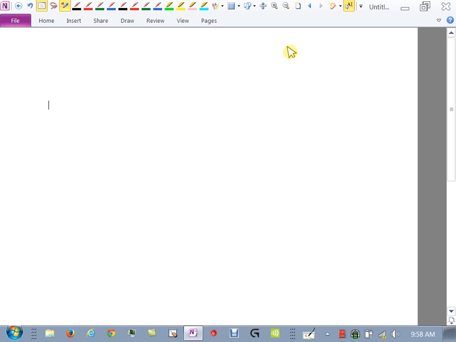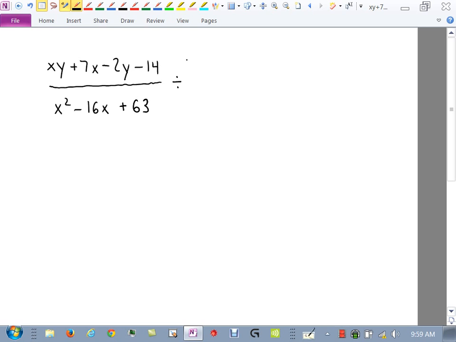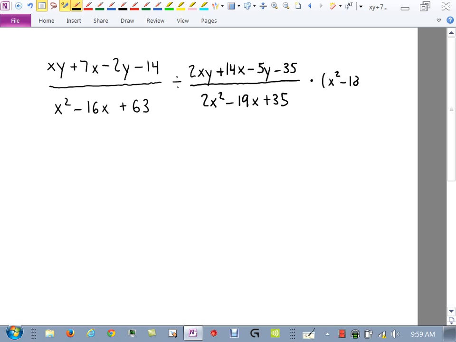All right, let's try a problem that has both division and multiplication, like the one that I accidentally assigned for homework. All right, xy plus 7x minus 2y minus 14 over x squared minus 16x plus 63, divided by 2xy plus 14x minus 5y minus 35 all over 2x squared minus 19x plus 35, times x squared minus 18x plus 81.